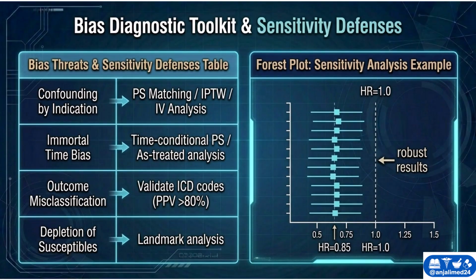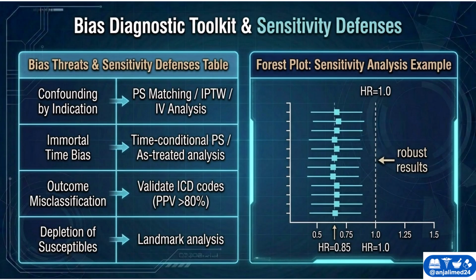By this point, we have seen how powerful comparative effectiveness research can be, but observational research always comes with one major challenge: bias. That's why high quality CER studies require an entire diagnostic toolkit designed to detect, minimize, and stress test potential biases. Let's start with confounding by indication. This occurs when sicker patients are preferentially given certain therapies. If we ignore this imbalance, the treatment may falsely appear harmful simply because the patients were already at higher baseline risk. To defend against this, researchers use techniques like propensity score matching, inverse probability weighting, and instrumental variable analysis. These methods attempt to recreate the balance normally achieved through randomization.